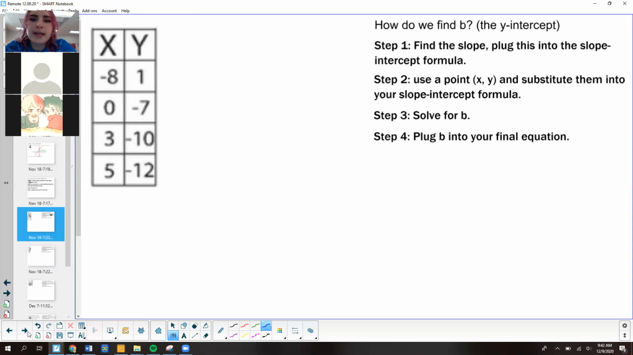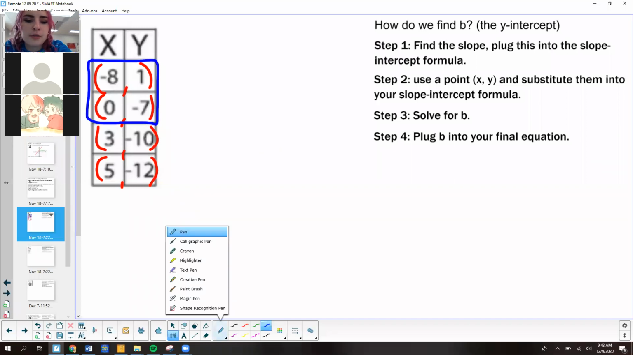All right, so this says, how do we find b? Same concept. So how do we find b in this? So remember, these on a table are really just points on a graph. So we want to go ahead, and step one says find the slope. So I'm going to focus on these two points right here. You can choose any two points in this table. I'm just going to focus on the first two because those are the first ones there. It's easy peasy just to pick those.